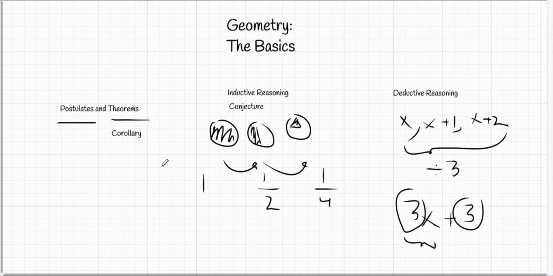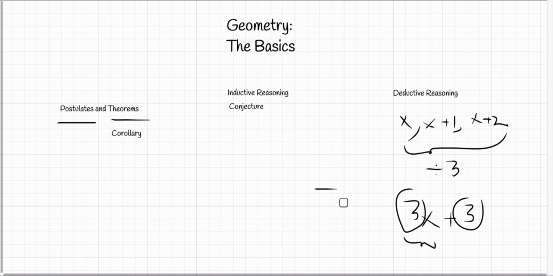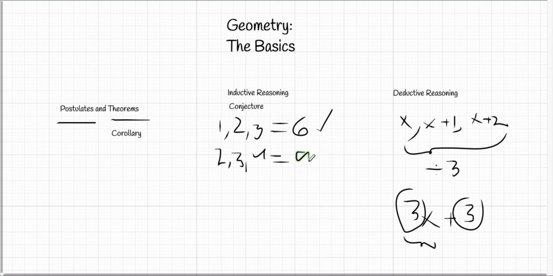For inductive reasoning, let me erase the previous examples so I can explain this example using inductive reasoning. This is actually a pretty good example for both reasonings. So in inductive reasoning, we would list out some values. So let's say x is 1. So 1, 2, 3. The sum of that is 6, which is divisible by 3. Let's say 2, 3, 4. The sum of that is 9, which is divisible by 3. I'm just going to do one more. Let's say 6, 7, 8.